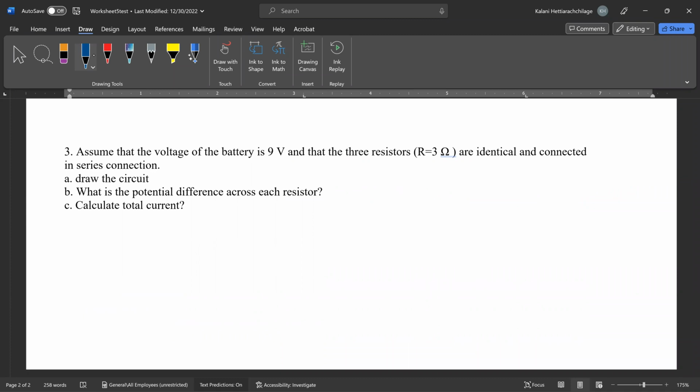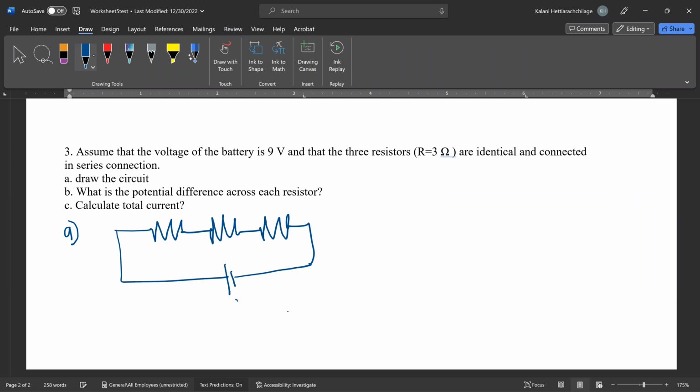Assuming that the voltage of the battery is 9 volts and that the 3 resistors, 3 ohms, are identical and connected in series. First, draw the circuit. So it's very simple, you can draw it. You have one resistor, you have a second resistor, you have a third resistor, and you're going to connect them to the power supply. Okay, so this is 9 volts, and each of them is 3 ohms. That will be my circuit. Now, part B.